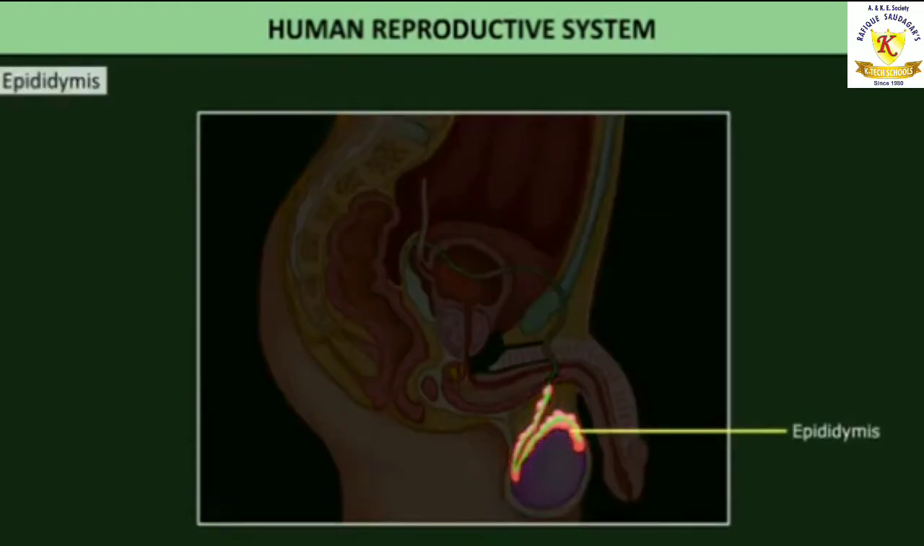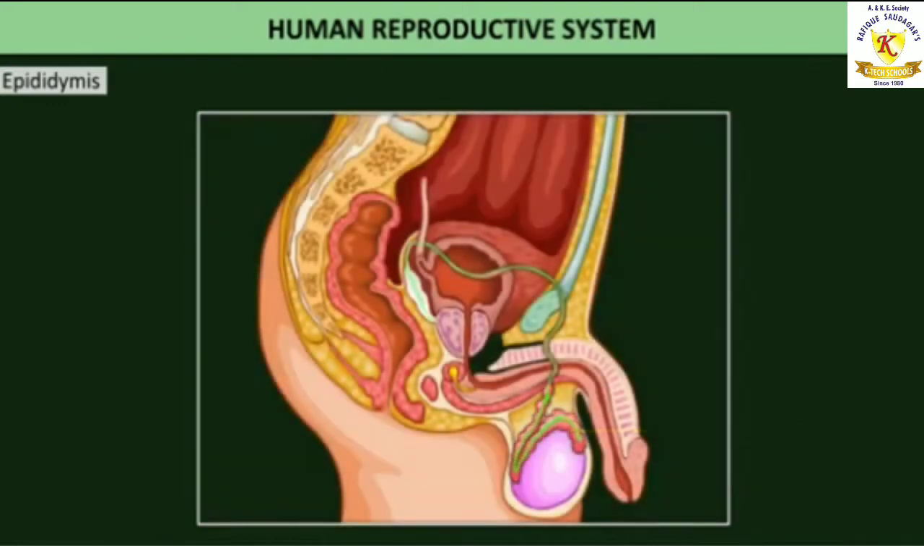Next is epididymis. Epididymis is an elongated and flattened structure located on the posterolateral side of each testis. It is about 6 meters long and is a highly coiled tube. It provides storage and nutrition and helps physiological maturation of sperm. So this is epididymis. Got it, students? Now let's see the next one.